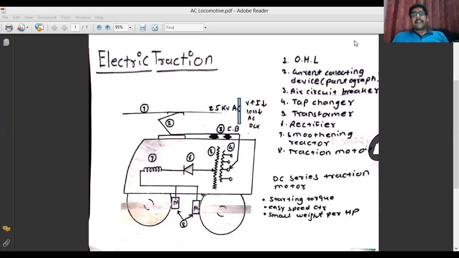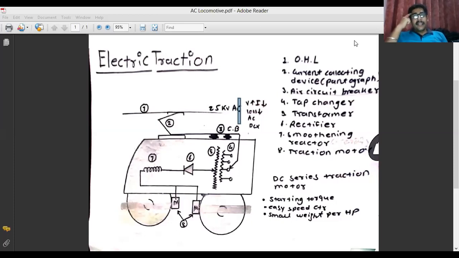Although we know when the rectification process is done, some ripple will be present. So in order to remove the ripple or all the unwanted signal, we generally require a smoothing circuit or a filter circuit. So the 7th is basically a smoothing reactor, or you can say a filter circuit, so that pure DC can be obtained after this rectification process. I think this is clear to all of you.